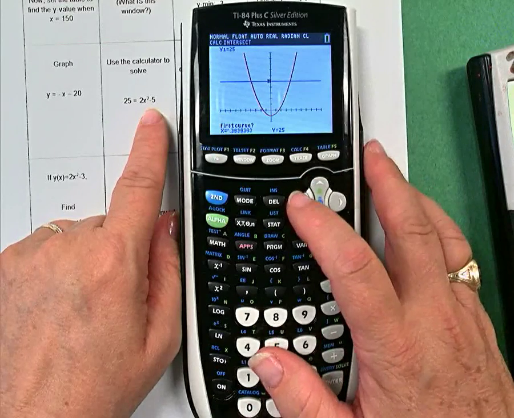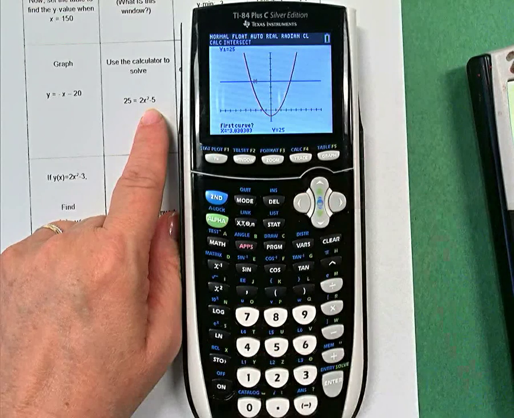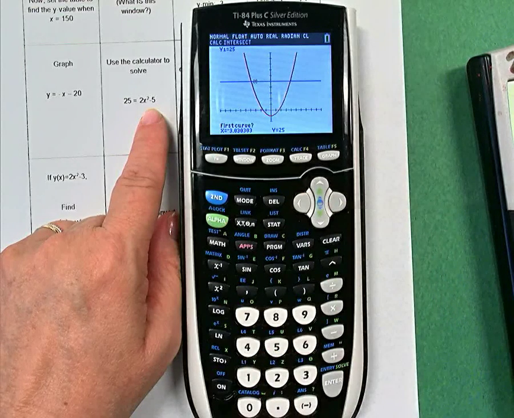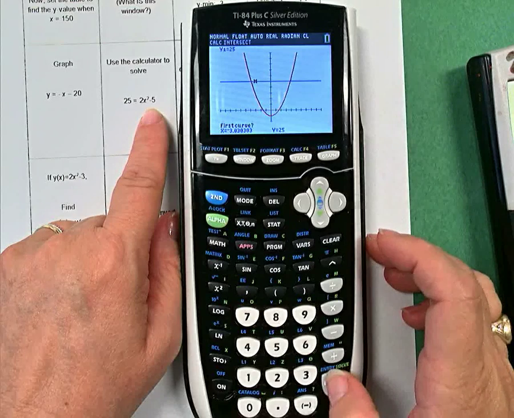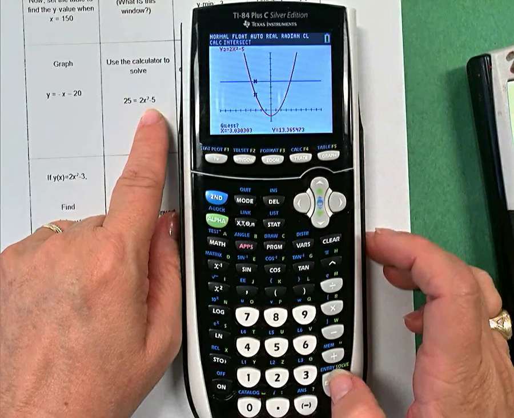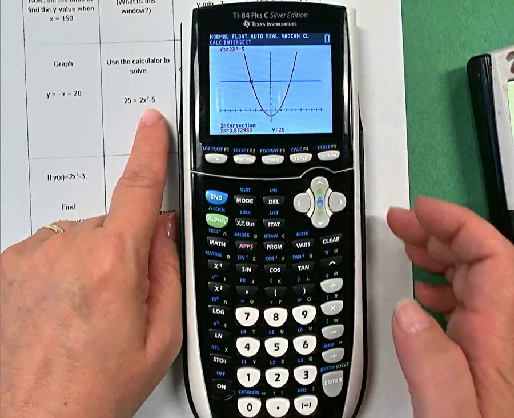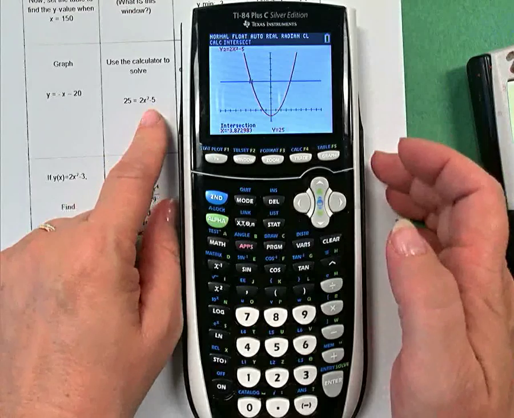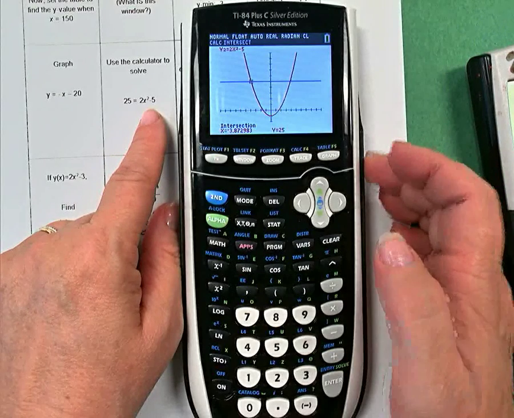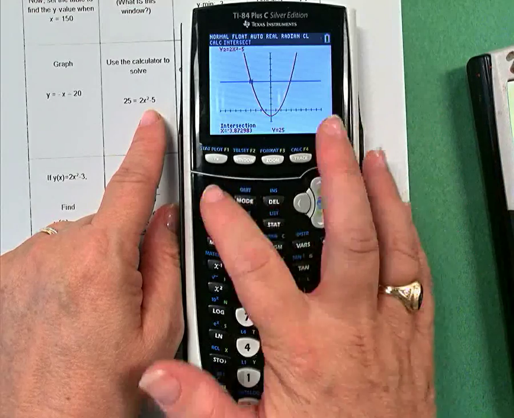I have to move the cursor closer to one of the two intersection points so my calculator has an idea of what it's looking for. Enter. The second curve is the red one. Enter. I'm not going to guess. Enter. The first intersection point is when x is negative 3.872983. That's when they're both 25.